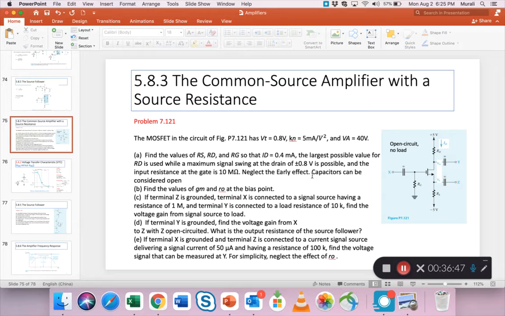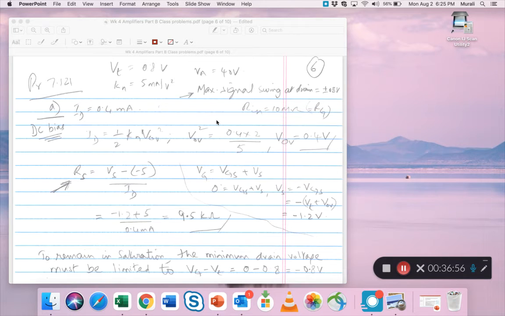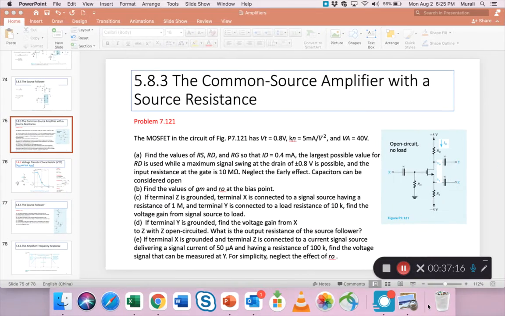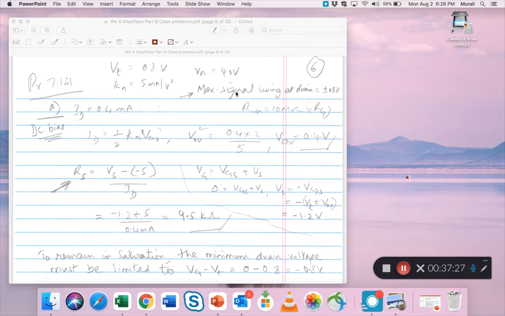7.121 part A. Find the values of RS, RD and RG, which means find the bias conditions. Alright, maximum signal swing at drain is shown, plus or minus 0.8, plus the other stuff is shown. So based on this, we should be able to solve. Now Rin is RG, which is also given to be 10 meg. The input resistance at the gate is 10 meg, so that is RG.